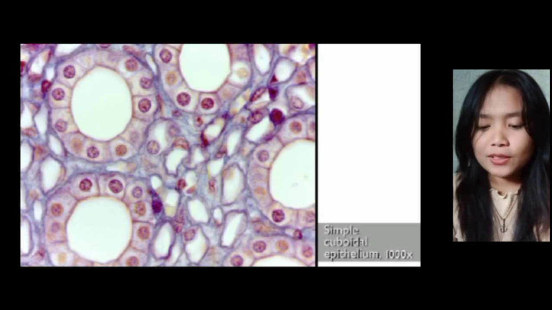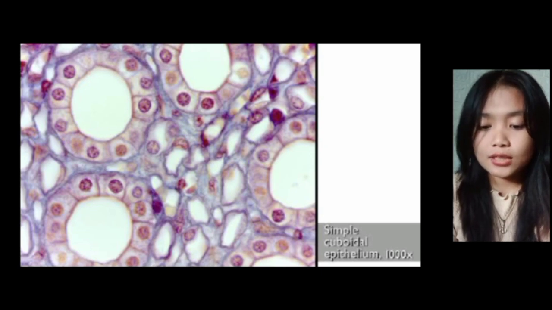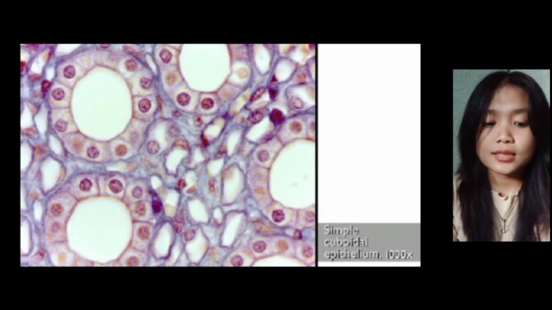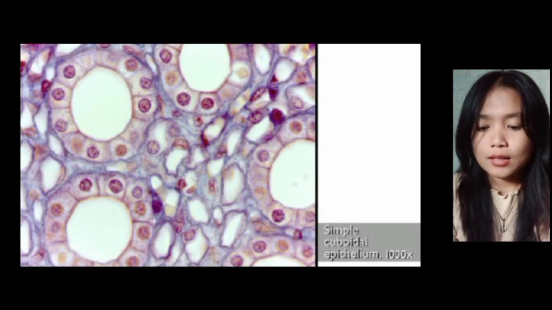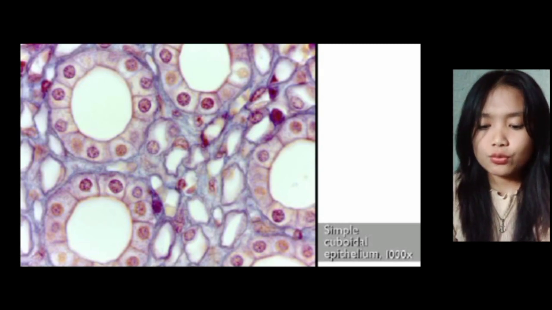So the simple cuboidal epithelium consists of a single layer of cells that are approximately as tall as they are wide. This type of epithelium lines collecting ducts and tubes and is involved in absorbing or secreting materials into the ducts or tubes.